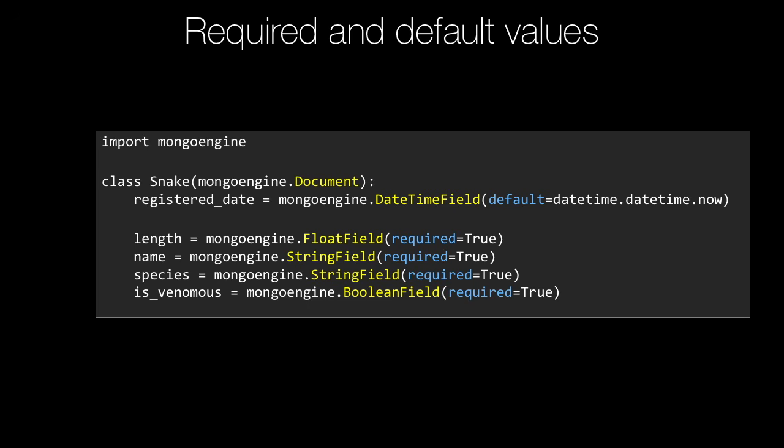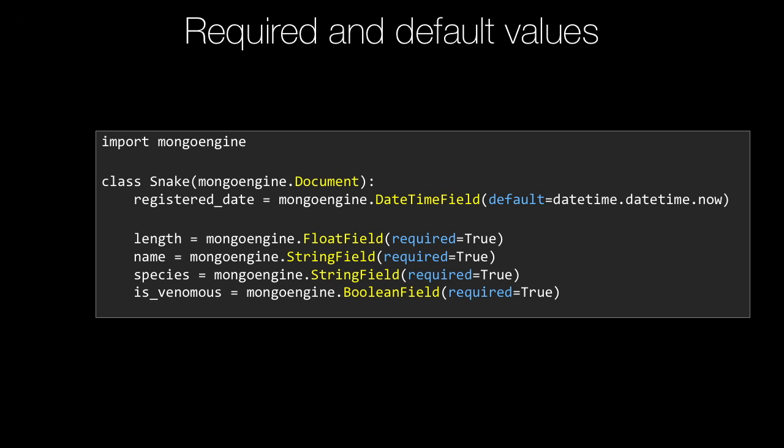We said that's a required float. You have to specify the length or MongoEngine will give you an error, so you can't insert this thing. That field is required. It's interesting that that's not a feature of MongoDB. That's a feature of MongoEngine. So by using MongoEngine instead of, say, PyMongo, we get these additional features. Same for the default. And name, species, and venomous, also these are all required, so we can do this here.